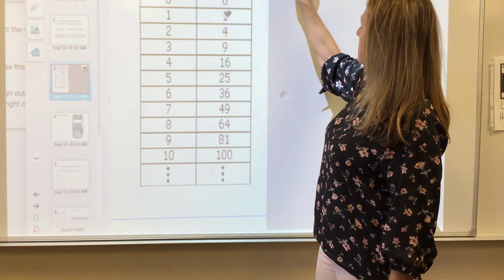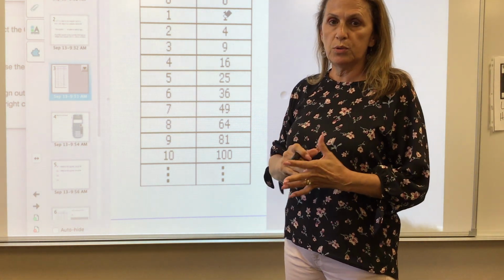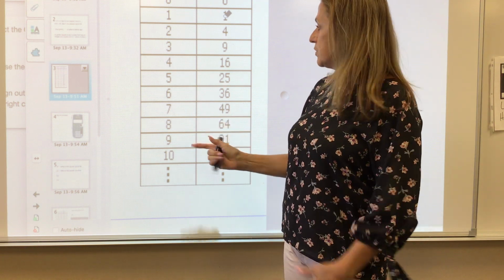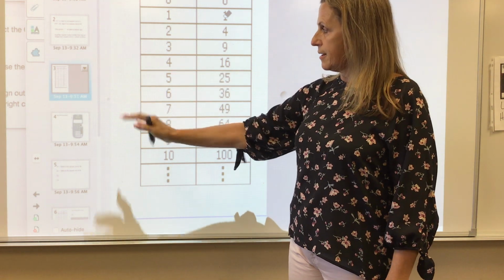But a square root is basically the number that you use to multiply by itself to get that other number. So 5 times 5 is 25. That means 5 is its square root.